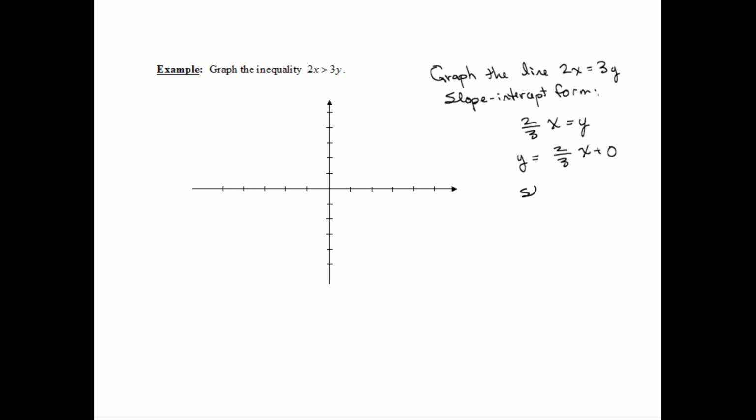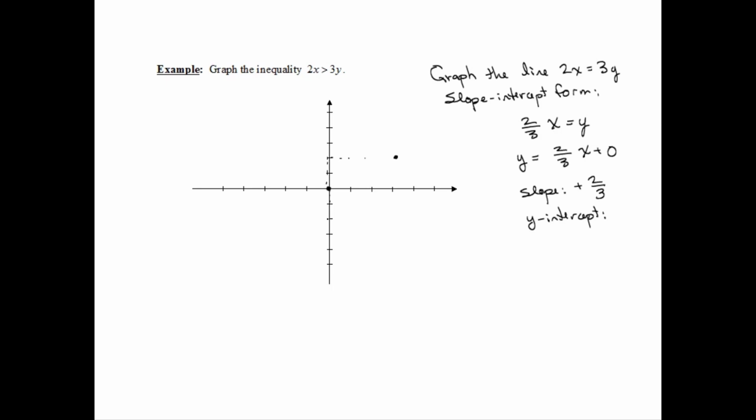So my slope is positive 2/3. My y-intercept is 0. So this one is going to go through the origin. My slope's positive, so we're going to move uphill as we move from left to right. We're going to go vertically by 2 to horizontally by 3. So that puts me right about there.